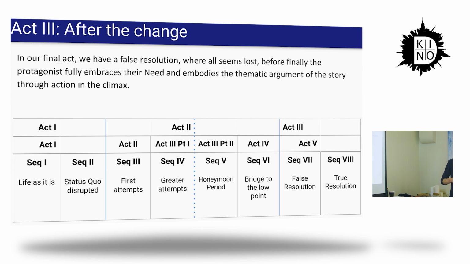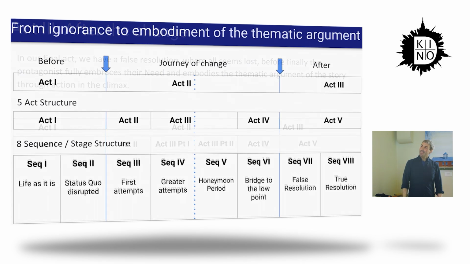And that gives us our third act. So in the final act, we have a false resolution where all seems lost before finally the protagonist fully embraces their need and embodies the thematic argument of the story through action in the climax. So false resolution, true resolution. Okay, that's a lot. But that's why we have this before, journey of change, and after.